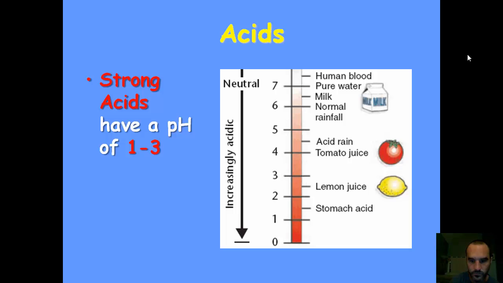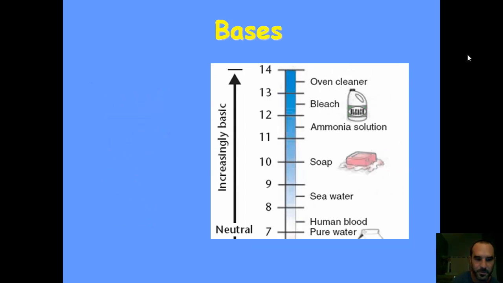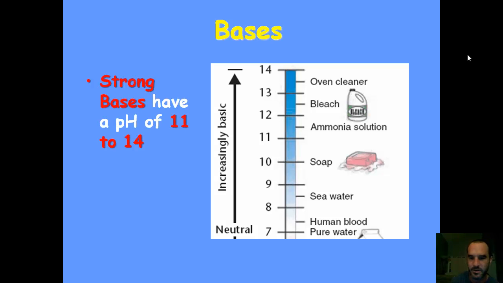So here's some of the different strengths. Lemon juice is actually pretty similar to your stomach acid in acidity. You can see neutral human blood, pure water and milk are right around 7. Normal rainfall is right around 6. Acid rain right at about 5. You've got some different bases that you come in contact with a lot. Seawater is up above 8. Soap, ammonia, then up to bleach, almost up at 13, and other cleaning supplies are pretty strong bases.